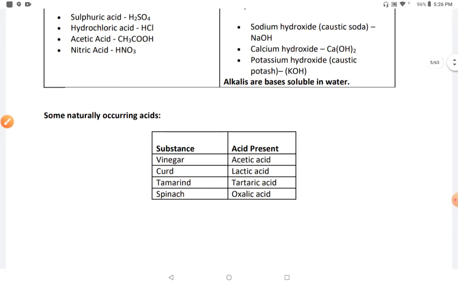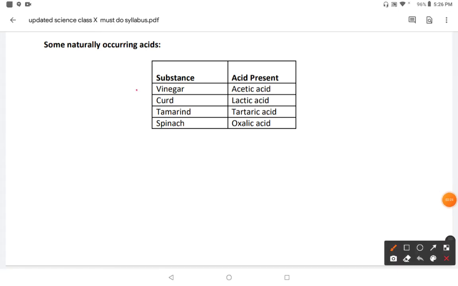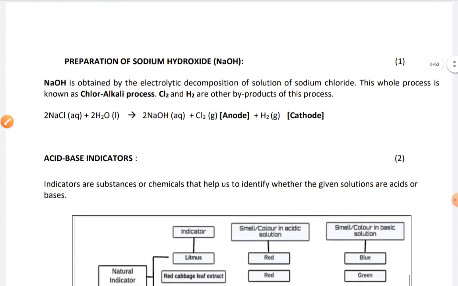Now there are some naturally occurring acids around us. We see vinegar. When you eat chow mein, vinegar is present in it, and vinegar contains acetic acid. When you eat curd, it is sour in taste. It contains lactic acid. Tamarind contains tartaric acid. Spinach contains oxalic acid. So these are a few naturally occurring acids in our surroundings.